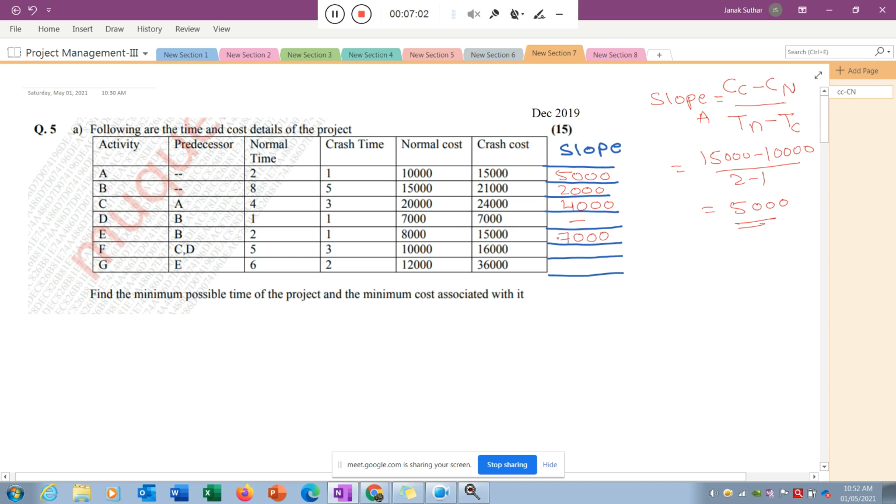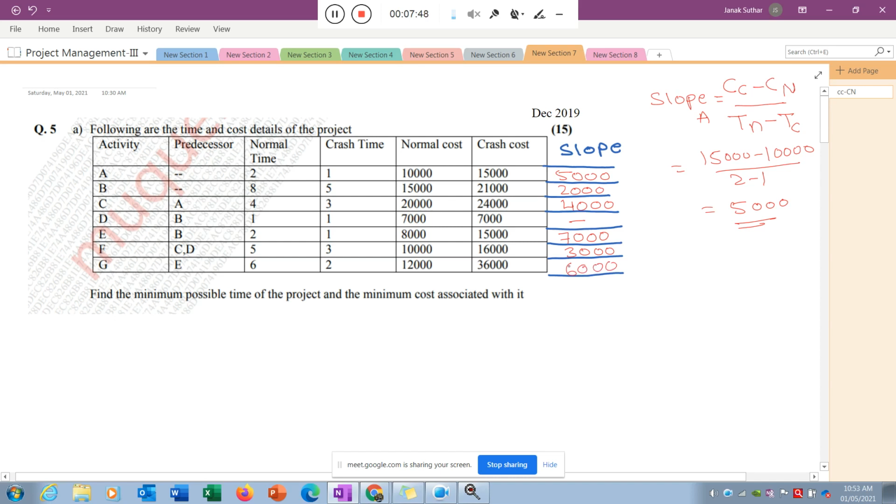What will be the next slope? Now if I calculate for activity F, 16,000 minus 10,000 is equal to 6,000, divided by 5 minus 3, is equal to 3,000. This is a very easy calculation. Now 36 minus 12 is equal to 24, divided by 4, is 6,000.